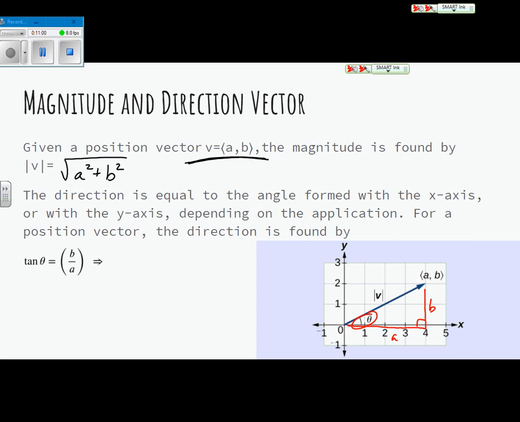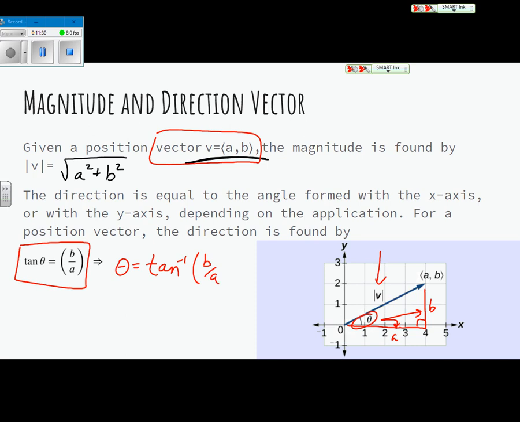Now, I do know what the magnitude of V is. I could easily find it, but if it tells me what A and B are, like it says it's going to, it gives me this component form, then I'm dealing with the opposite side and the adjacent side, making it so that I have tangent theta equals the opposite B over the adjacent A. My direction angle is just simply going to be that theta. So if I take tangent inverse of both sides, I will end up with tangent inverse B over A.